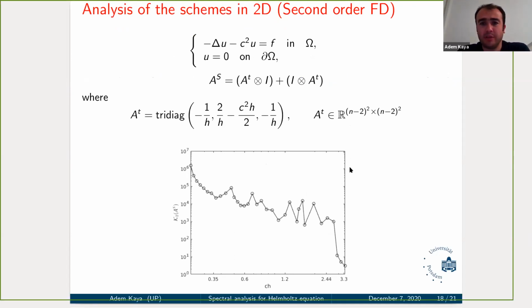Now let us see what happens in two space dimensions. To this end, we consider the Helmholtz problem with homogeneous Dirichlet boundary condition. Here I use the standard second order finite difference scheme, and I can express the matrix in terms of AT and the identity matrix using Kron. AT is defined here. It's a symmetric tridiagonal matrix. For this test problem, C is fixed and H is varying. We see that the monotonicity is not preserved up to 0.6 here. So the first region is smaller in this case.